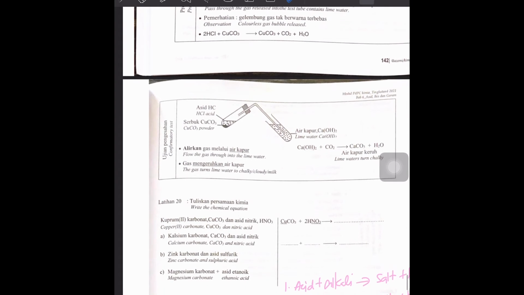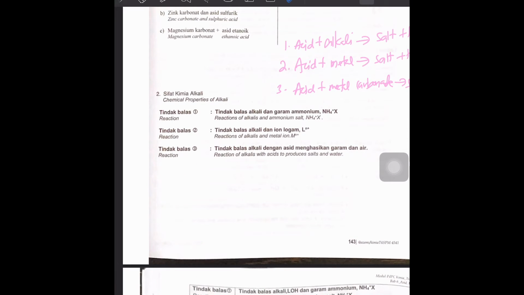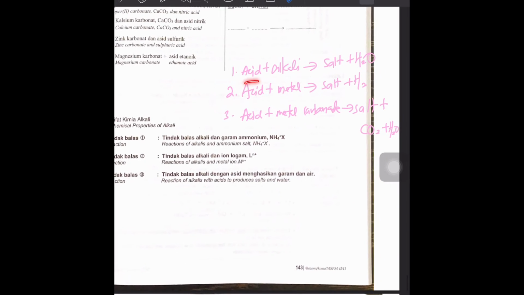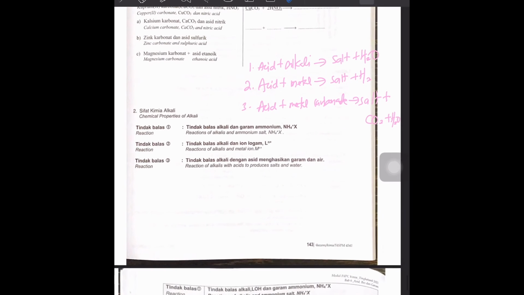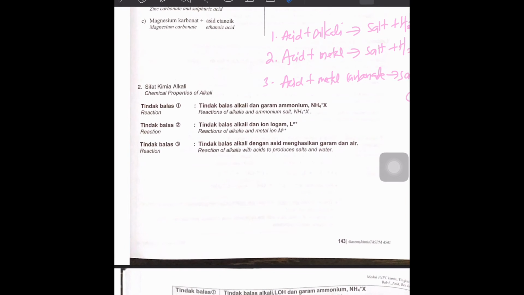Okay, so that's the third reaction for acid. Remember, acid and alkali, acid and metal, acid and metal carbonate. Yang penting semua hasil dia mesti ada salt. Yang membezakan adalah dia punya hasil-hasil sampingan. Itu saja. Okay, sifat kimia alkali, the chemical properties of alkali, there are 3 as well.